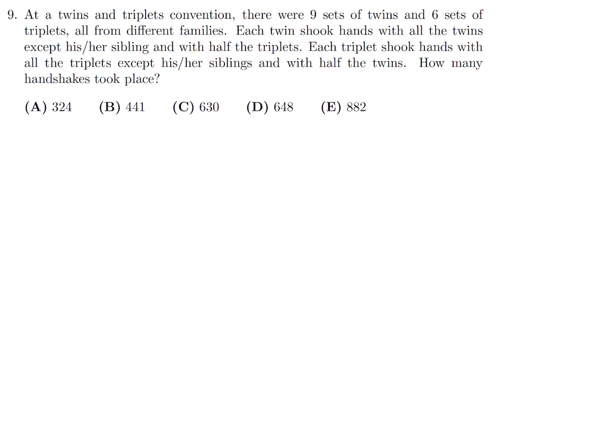At a twins and triplets convention, there were 9 sets of twins and 6 sets of triplets, all from different families. Each twin shook hands with all the twins except his or her sibling, and with half the triplets. Each triplet shook hands with all the triplets except his or her siblings, and with half the twins. How many handshakes took place?